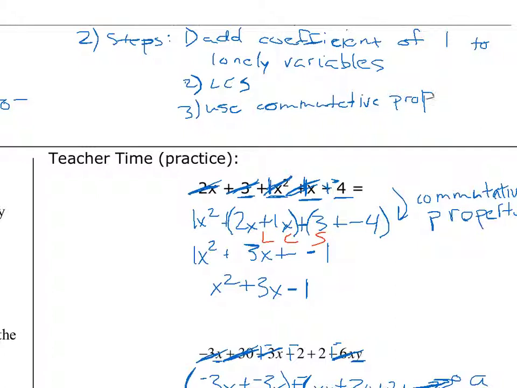Step three. Use it to put like terms together. After we put our like terms together, what do we do after we've commuted our like terms together? What do we do after we have commuted our like terms together?